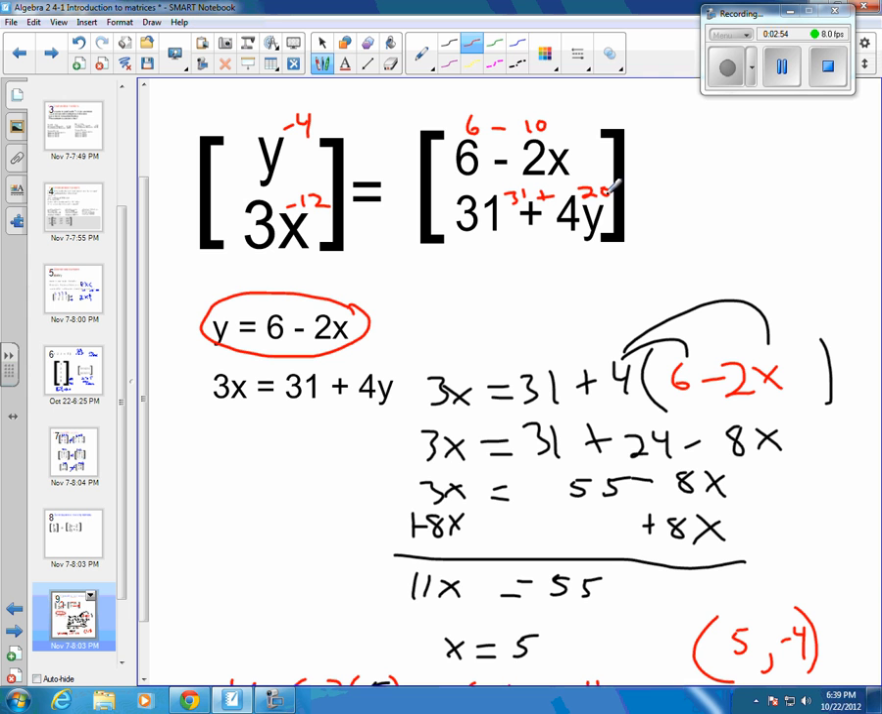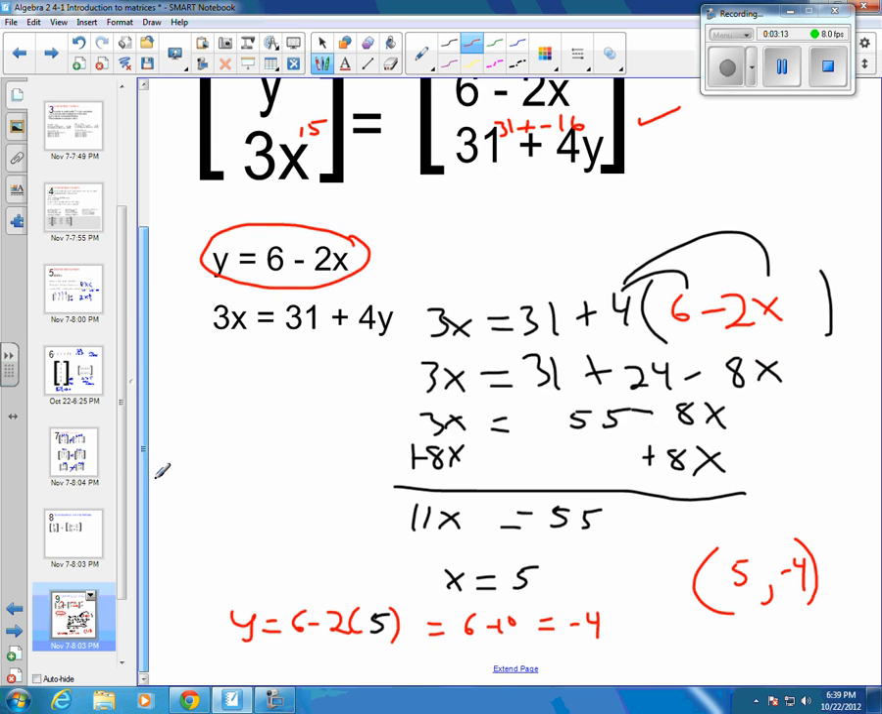Oh, I think I substituted that in backwards. I did. That didn't make sense, and now I know why, because it wasn't right. So this would be 3 times 5 is 15. Is 15 equal to 31 plus, and that would be a negative 16? And that, in fact, would be true. So they're both true. I did get the right solution.